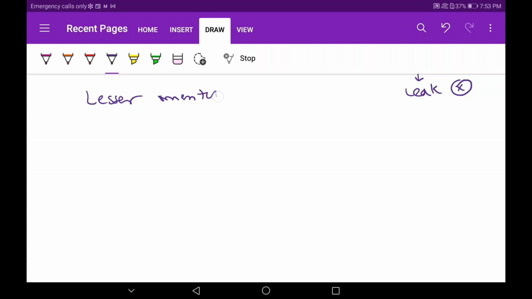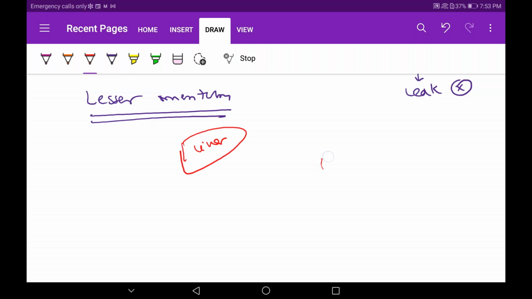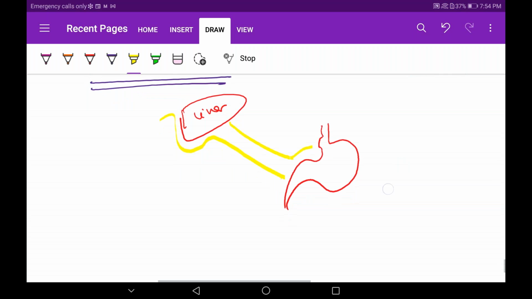Lesser omentum. Remember what the lesser omentum was? The liver was there, and our stomach was there. Now, what did I tell you? The peritoneum was coming like this, these two layers were coming like this and attaching like this, as in the diagram. So now I want to depict it in the anterior inferior aspect, right? We have to depict it.